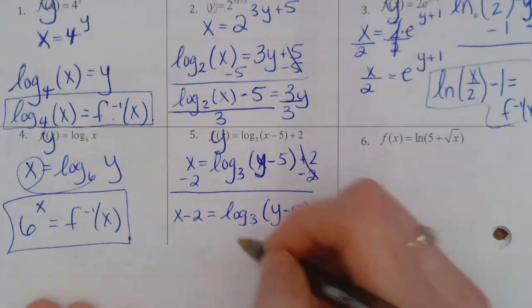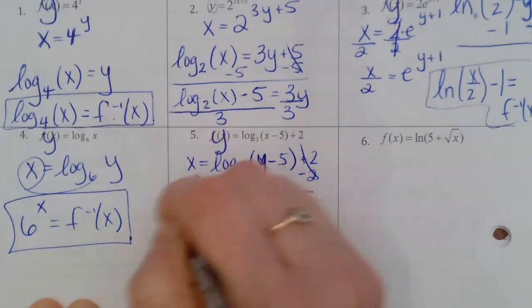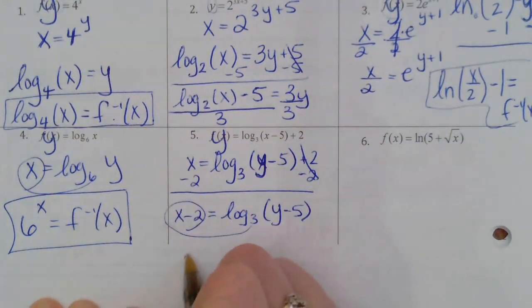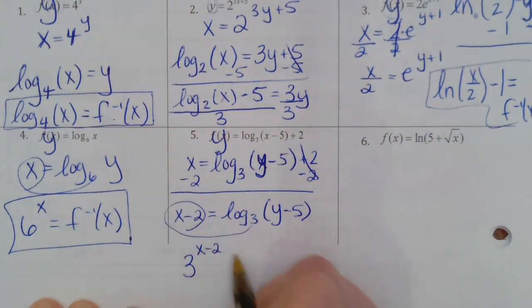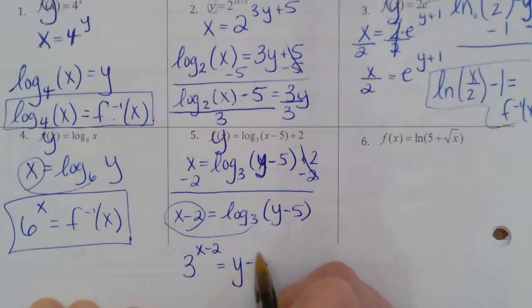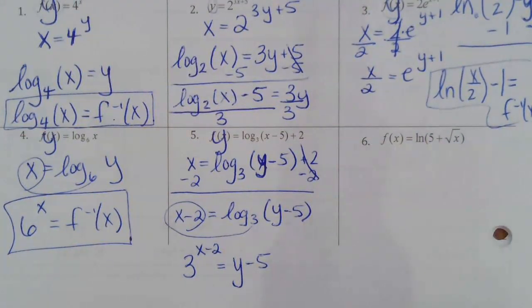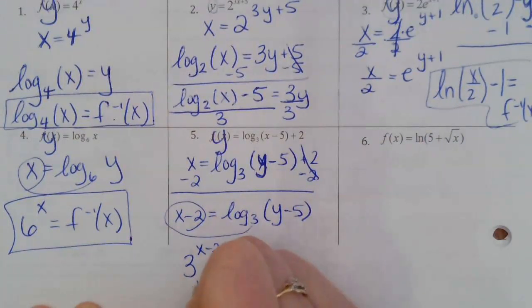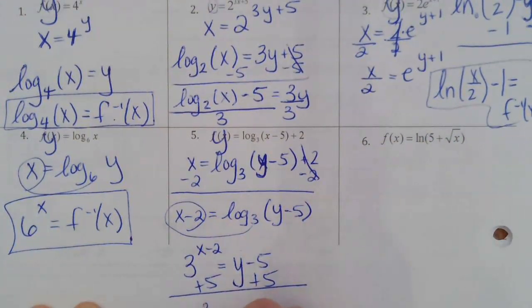So now that the log is isolated, I can lasso that entire thing. So it's 3 raised to the x minus 2. I'm sorry, not base, answer, power. I'm lassoing the log here. And now my final step is add the 5. So 3 to the x minus 2 plus that 5, that equals my inverse.